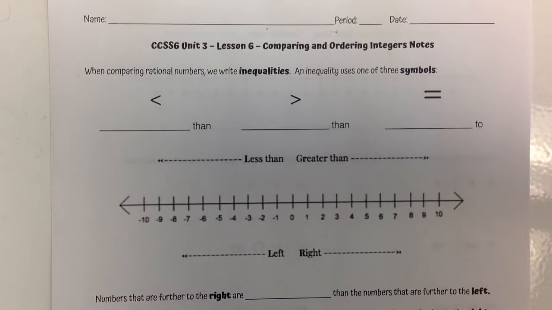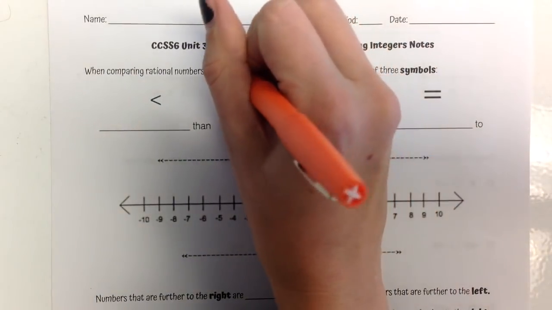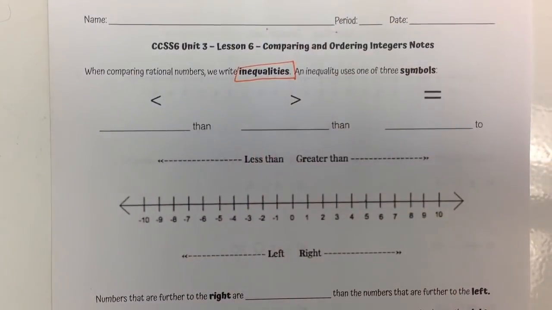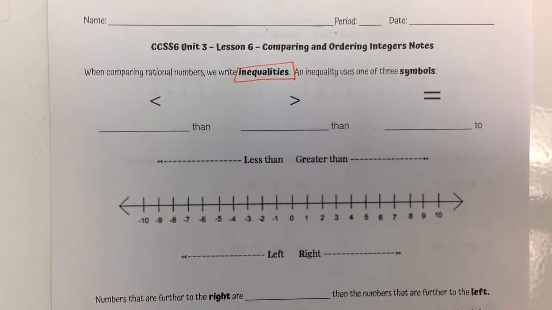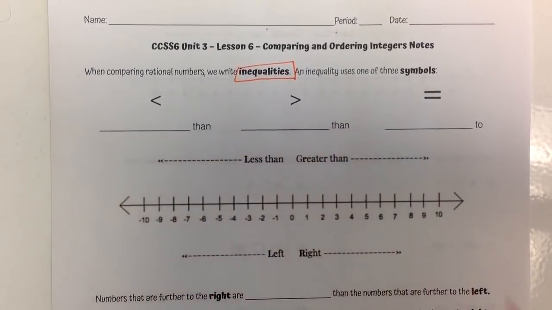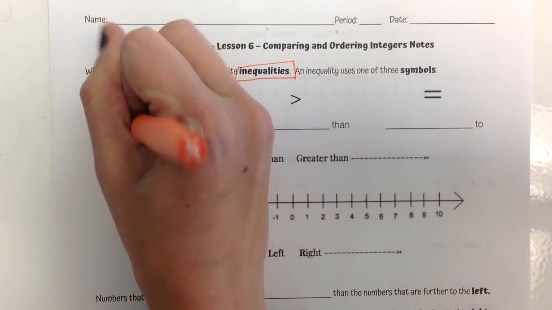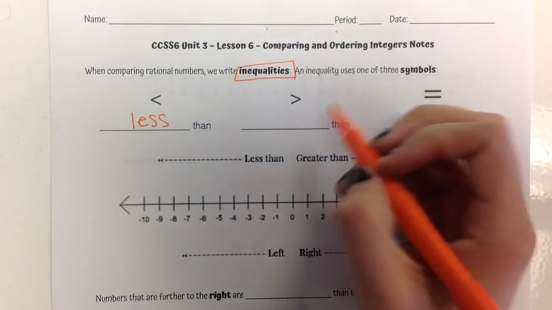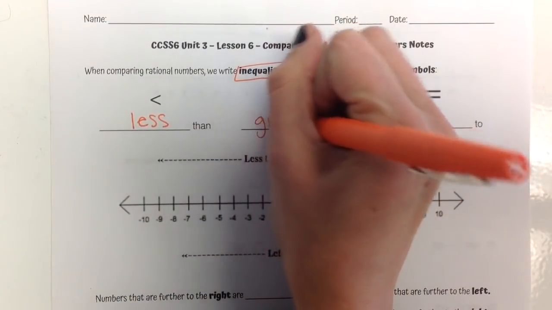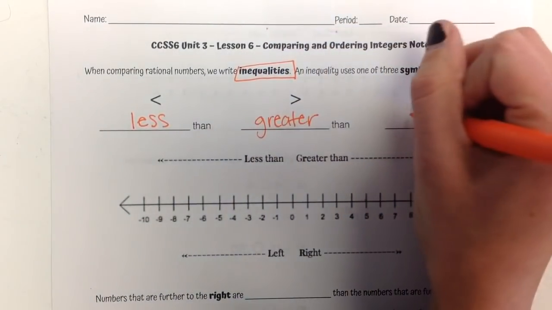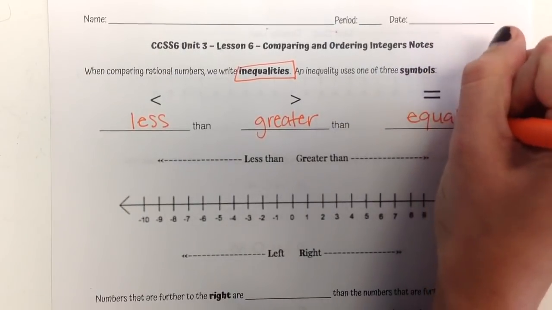Today we are looking at comparing and ordering integers. When we are comparing rational numbers, and today specifically we're focusing on integers, we write what we call inequalities. An inequality is going to use one of these three symbols. This symbol right here means less than. This symbol means greater than. And this symbol means equal to.